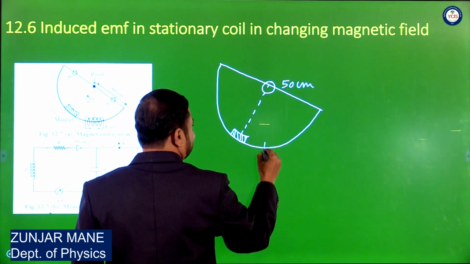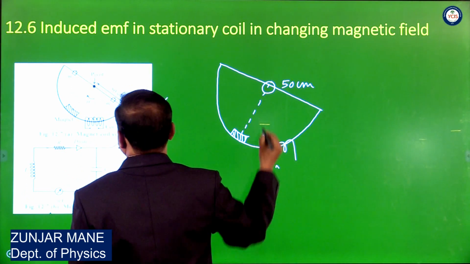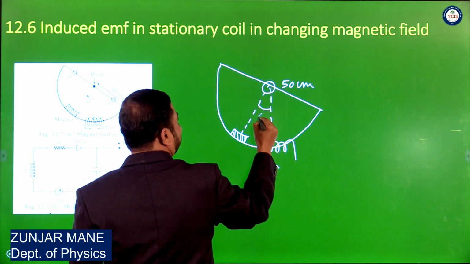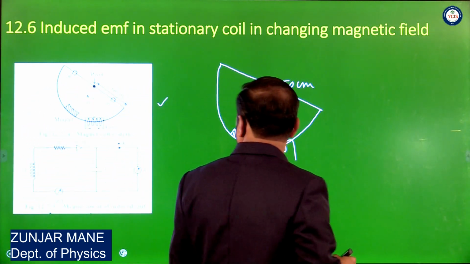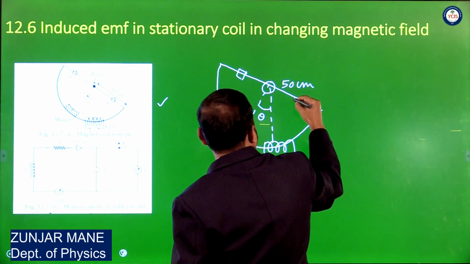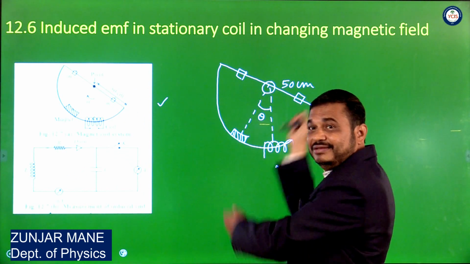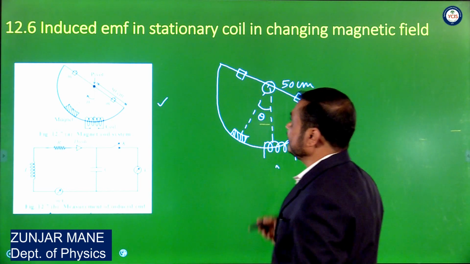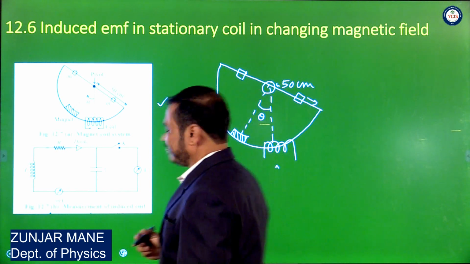And suppose the coil is here. Suppose theta is the angle between position of magnet and position of the coil. So there are two slotted weights. They are sliding so that the oscillation of this semicircle frame will be continued. So this radius is 50 centimeter.